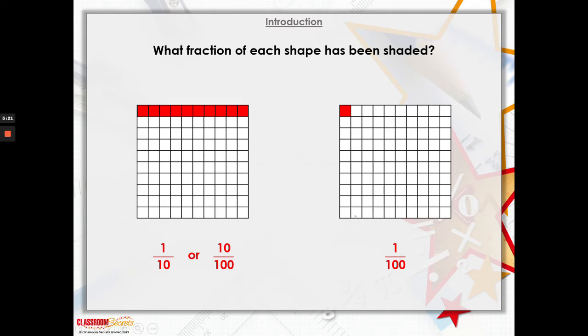And for the other one, the only answer was 1/100th. Because remember, this is 100 square, so it's been chopped into 100. So that's my denominator, because that's how many I have altogether. And 1 square has only been coloured in, so it's just 1/100th, because 1 is my numerator. That's how many has been taken up or shaded. So hopefully you got those correct. So let's move on.